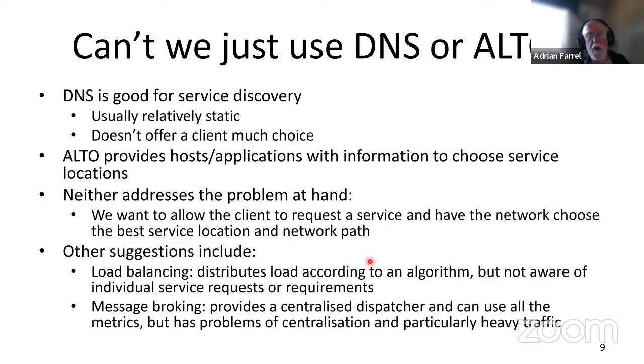So Alto provides a kind of flip of that. Alto gives the hosts and the applications the information that is necessary to choose a location and do its own processing, its own choice of who do I want to target for this service request? Where are they based? Okay, now I can set up a connection to that instance and send my request. And that's great, except that's pushing the decision process into the host and application. And neither of these really address the problem at hand, which is we want the client to request a service and the network to choose the best location and network path. So what other approaches might address that?